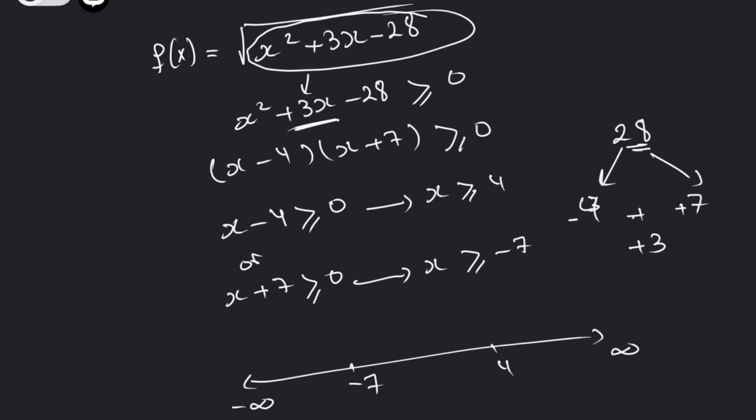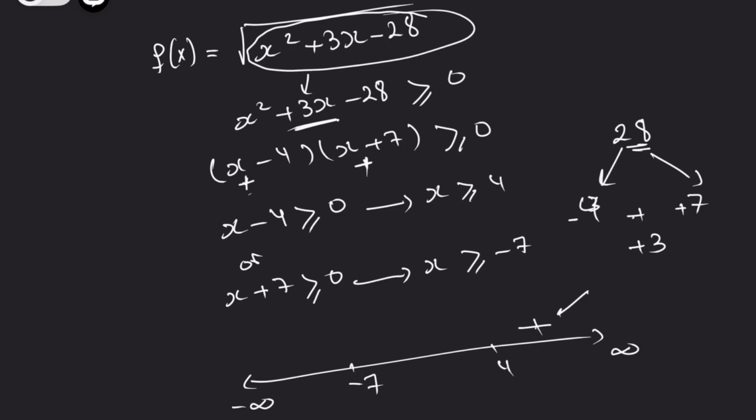So now, let's choose any value bigger than 4, 5 for example, and replace it. 5 minus 4 will give me what? 1. So it's a positive value. 5 plus 7 is 12, a positive value. So a positive value multiplied by a positive value will always give me a positive answer here. So we can take these values.